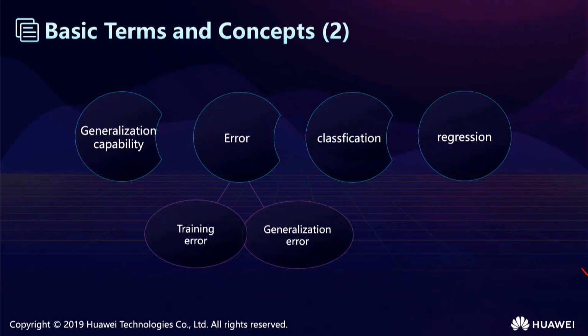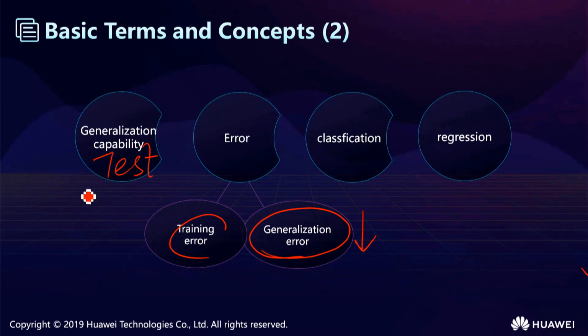Okay, now we will introduce generalization capability. The ability to perform well on test samples is called the generalization capability. Generalization is judged just by the test result. Error is the difference between the prediction and the actual sample result. It contains two parts: training error and generalization error. If the generalization error is very small, it means the generalization capability is very good.